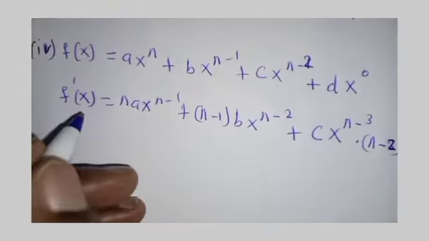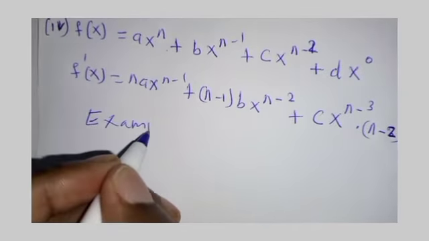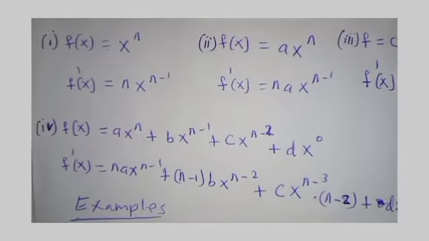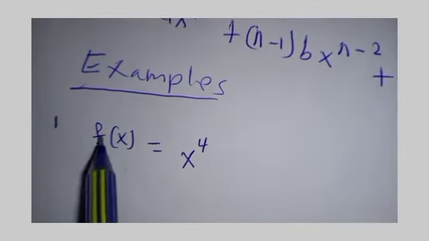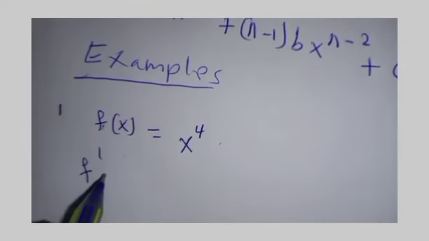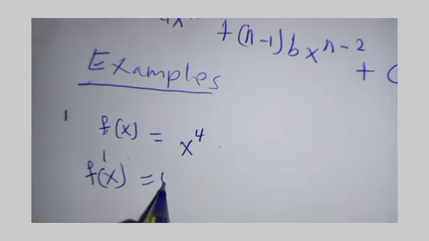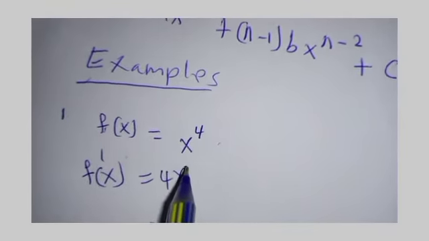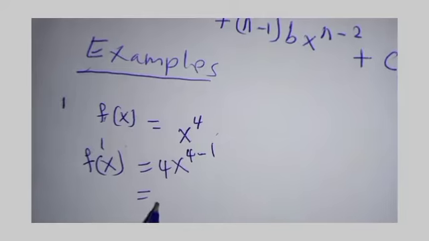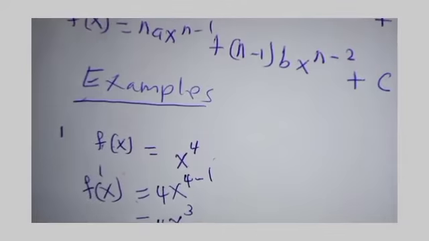So we want now to look at the examples. Examples. We are going to start with the example of this form here. Example: given the function equal to this one, the derivative is very simple. f prime of x, you just drop the power, which is 4, times x, reduce the index by 1. So you have 4 minus 1, which is equal to 4x power 3. So that is the derivative of that function.